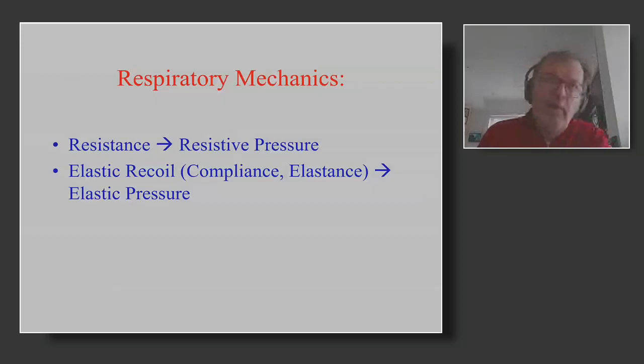Please keep in mind that the smaller the lung, the higher the pressure for a given volume. So what I'm going to describe briefly is what we call respiratory mechanics. And again, it describes the forces which explain this increase in pressure: resistance, explaining the resistive pressure, and elasticity or elastic recoil, which is expressed as compliance or elastance, I will come back to that, and which explains the elastic pressure.